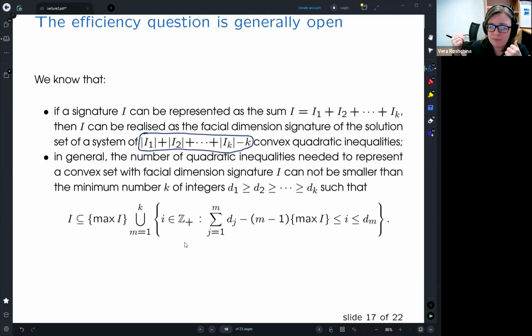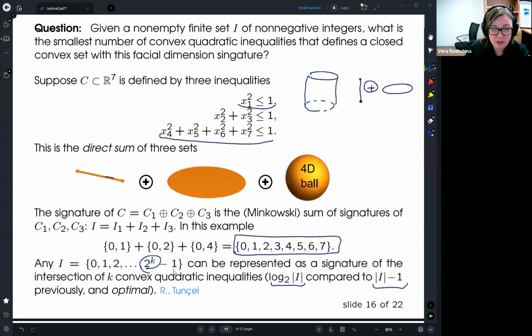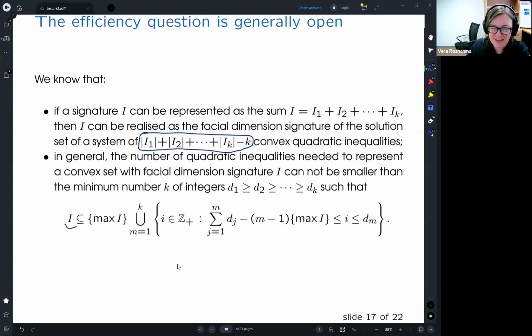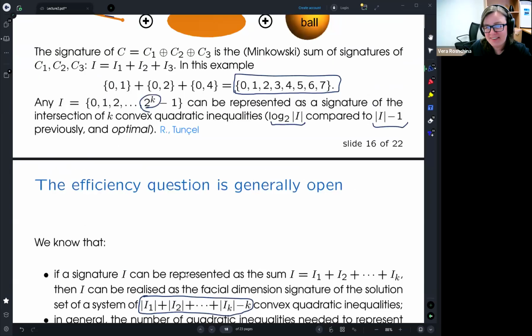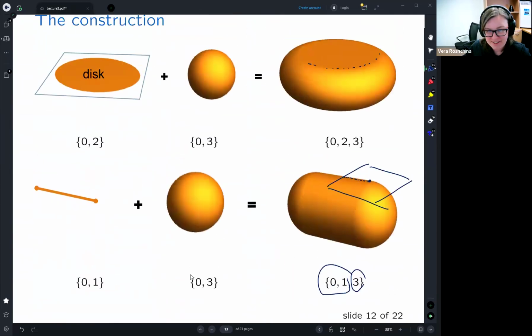And also we have a lower bound, and the lower bound is that we can't do better than some kind of a combinatorial estimate. So the minimum number of integers such that our dimension signature is a subset of something like this. So this bound also shows that that construction for 2 to the power k minus 1 is optimal, right? So we actually don't know the answer to the general question, but I think this shows already several very simple ways for constructing convex sets with the desired properties, right?